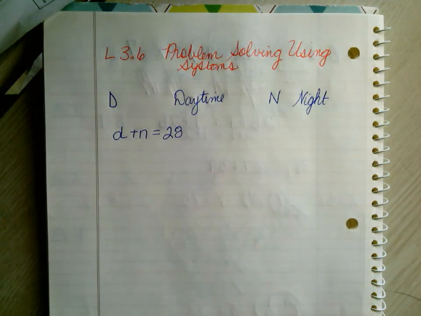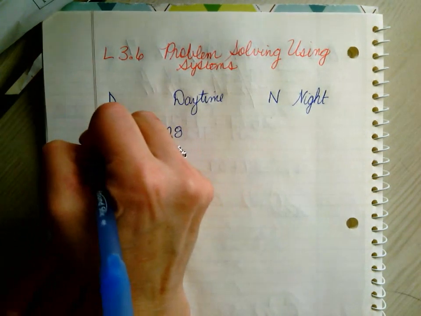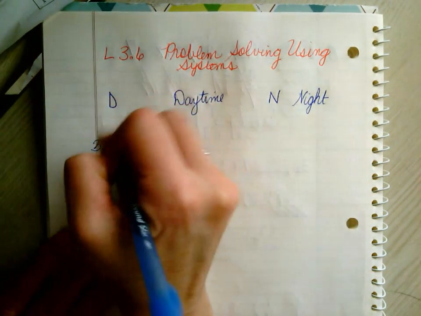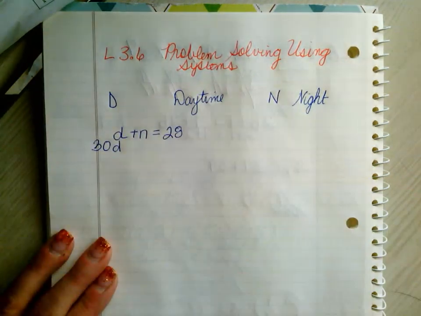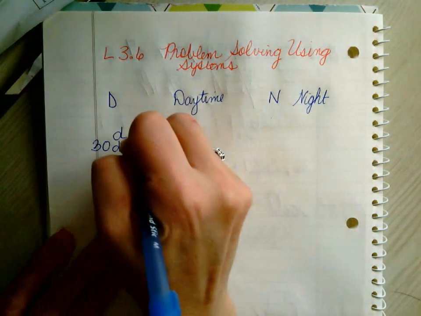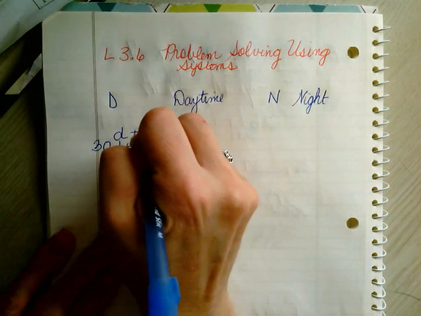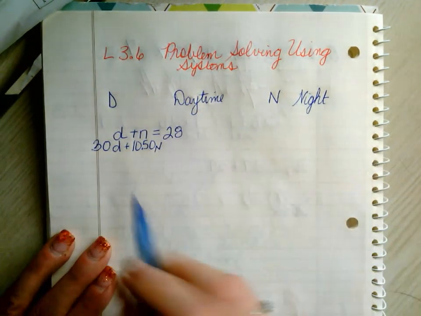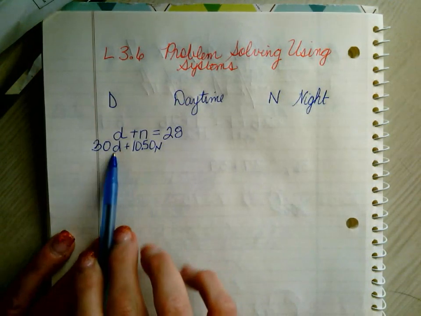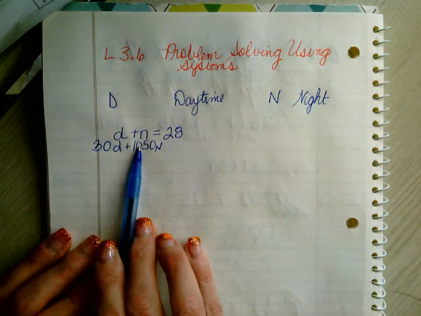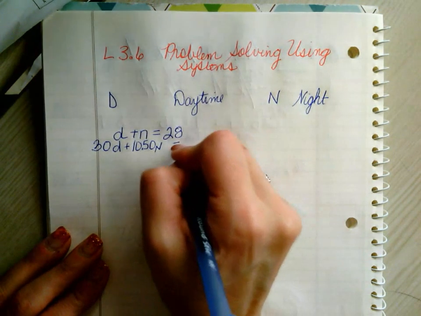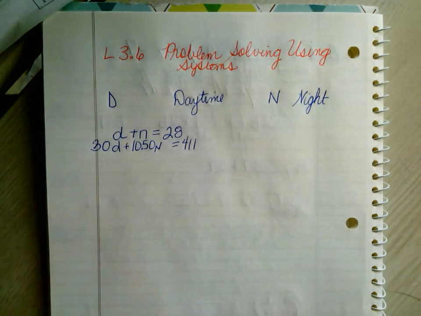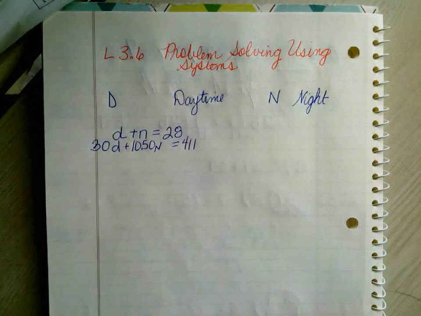We also know that the charges, it is $30 per hour during the day and $10.50 per hour at night. $30 an hour times the hours of day, $10.50 an hour times the hours of night gave us the $411 that the guy actually spent out of pocket. Okay? That being said, we have a system.